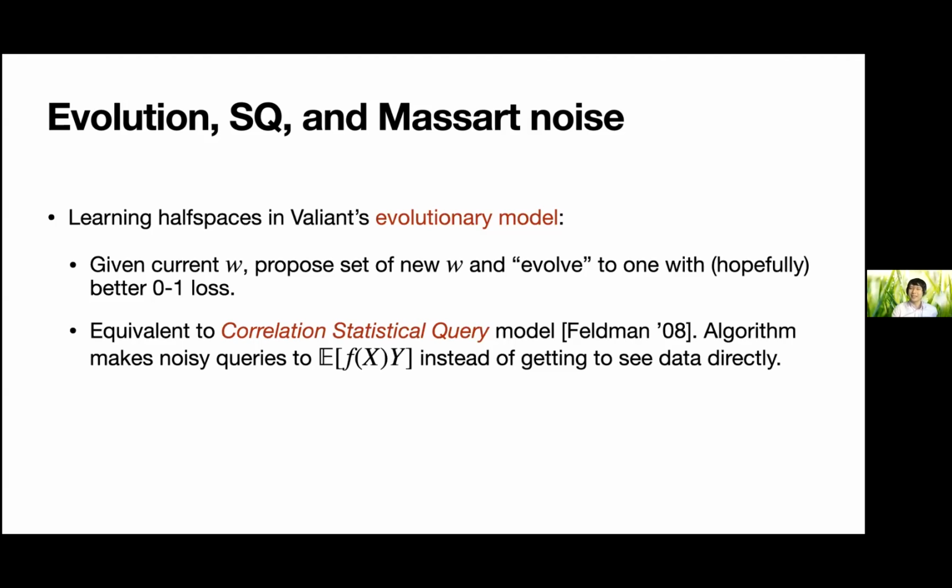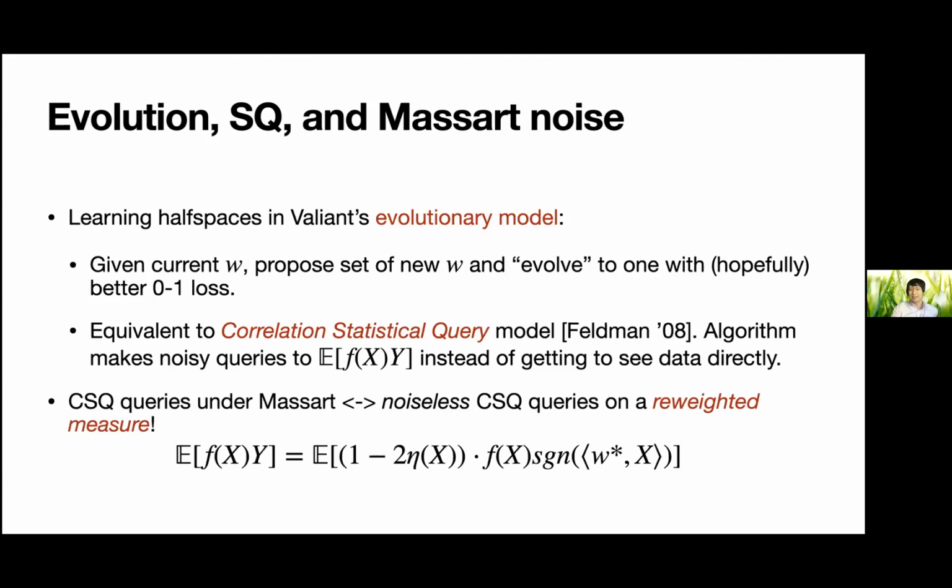And so this is a way that we can consider a subclass of learning algorithms that only make a particular kind of query to the data. And it's non-trivial that this is equivalent to the evolutionary model, but it's a result of Feldman. And now the connection between this and Massart's really just has to do with this one equation. And what we do is we just, under the Massart setting, we consider a query of the form expectation f of x times y.